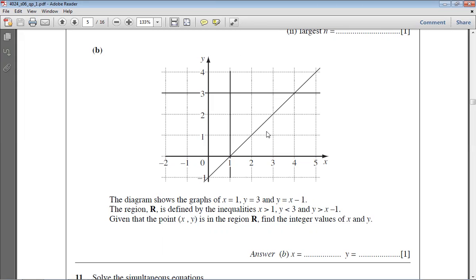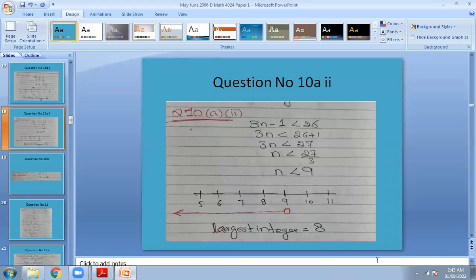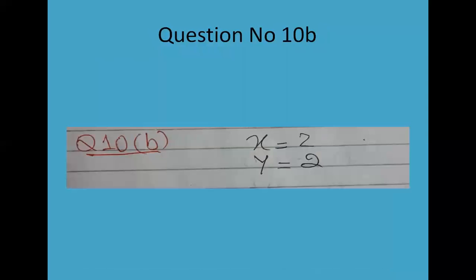So the only point which has the integer coordinates and is between these three inequalities is this point. Okay. So this is that point, and the coordinates of this point are 2, 2. That is question number 10, and it's B part. I have written that answer. X equals to 2, y is equals to 2. So that is the solution. This is the point which is inside the region R, and its coordinates are in integers.